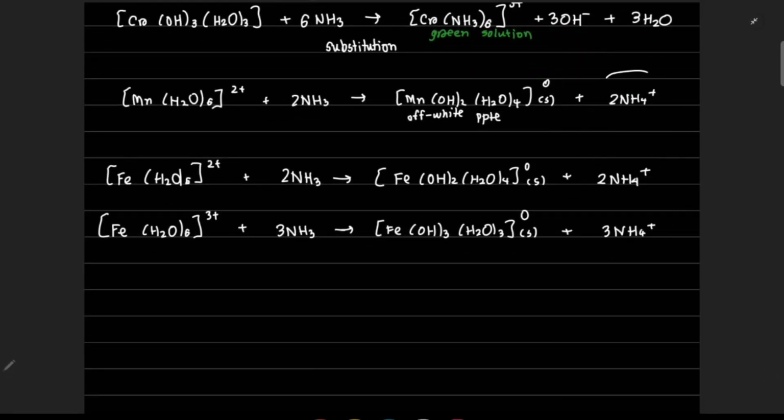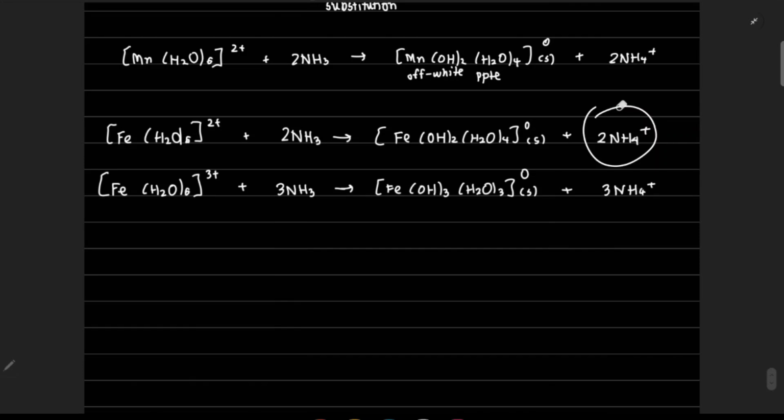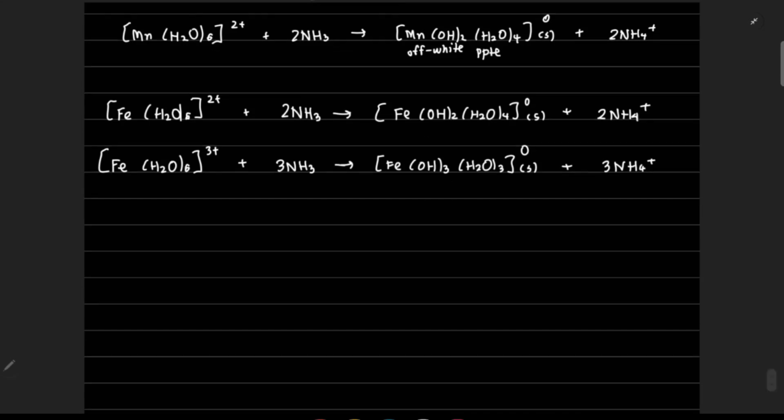For OH- reacting with the transition metal, we had H2O forming here. Instead of H2O, we'll just have NH4+ forming here. The rest of the products are the same and their colors are also the same. So this is mud green and this is red brown. Now here the exceptions start beginning with cobalt.